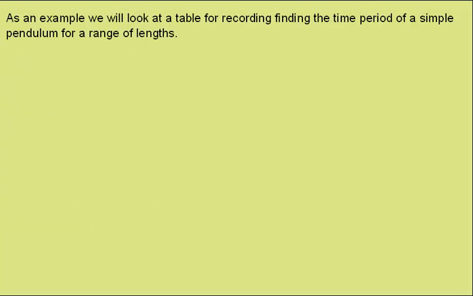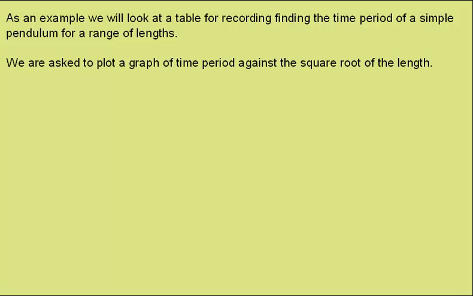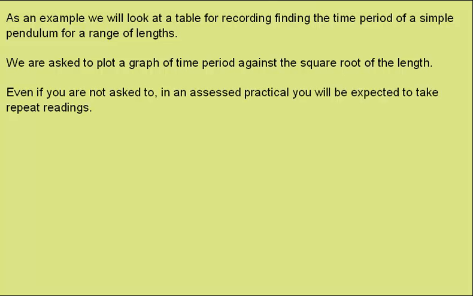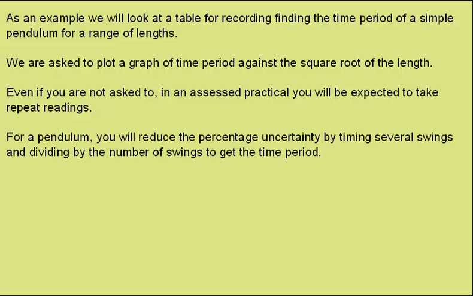As an example, we will look at a table for finding the time period of a simple pendulum for a range of lengths. We are asked to plot a graph of time period against the square root of the length. Even if you're not asked to, in an assessed practical you will be expected to take repeat readings. For a pendulum, you will reduce the percentage uncertainty by timing several swings and then dividing by the number of swings to get the time period for one swing.